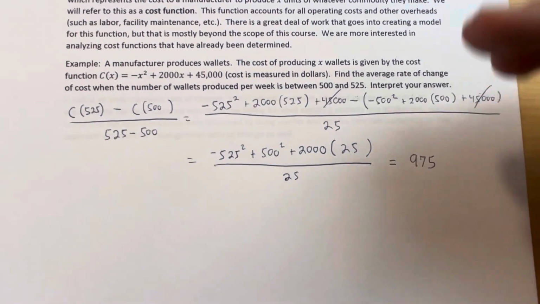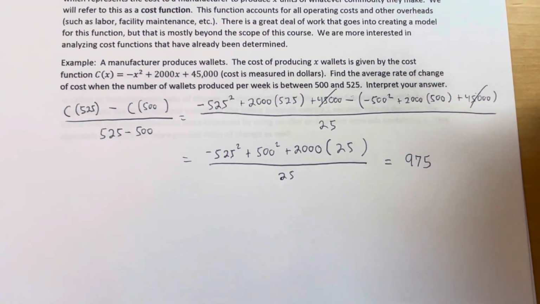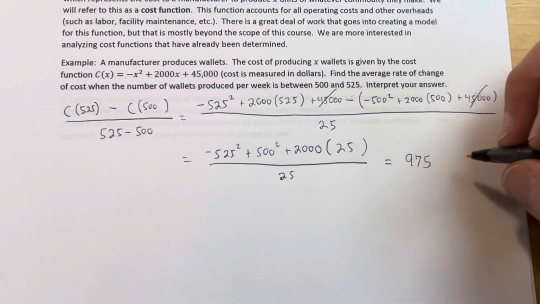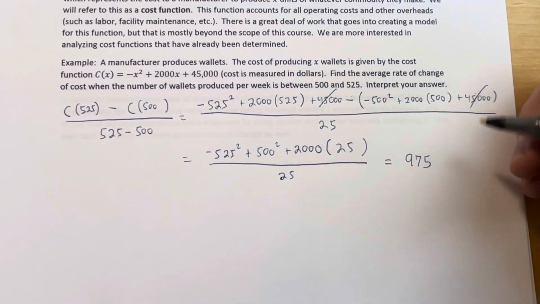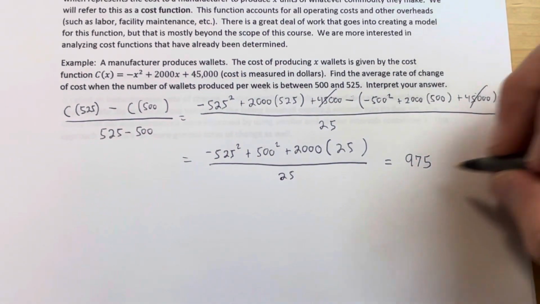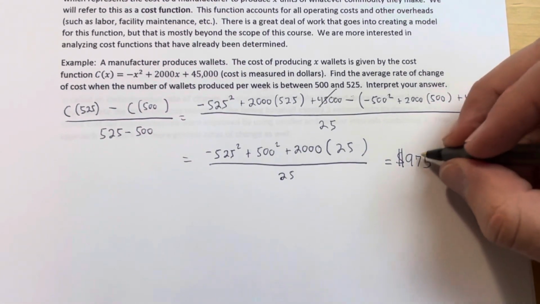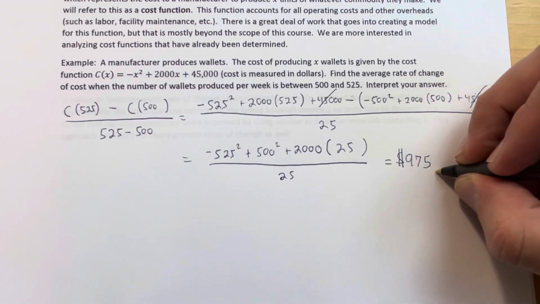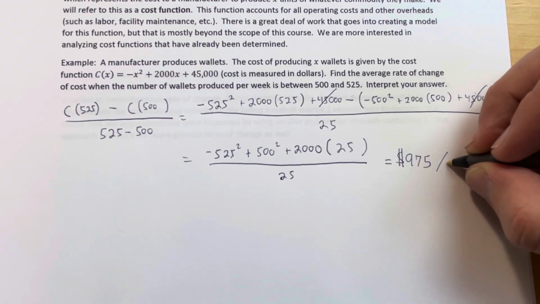This time, though, there are units involved. So I want to make sure I'm including those units in my rate of change. It's output units per input units. And again, output units in this case are dollars. Input units are wallets. So I could write dollars per wallet, but normally we would use a dollar symbol, which goes to the left of the number. So I would just say $975 per, I'm going to use this symbol for per, wallet.